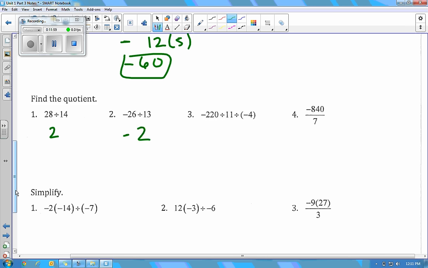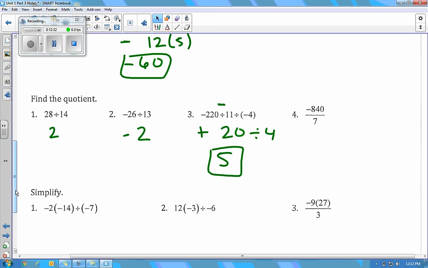Okay. Number 3, negative 220 divided by 11 is going to give me a negative, but then the negative divided by negative is going to give me a positive. Okay, so 220 divided by 11 is going to give me 20, and then 20 divided by 4 is going to give me 5, and I already said my answer is going to be positive. Okay. Number 4, I'll leave to you guys.